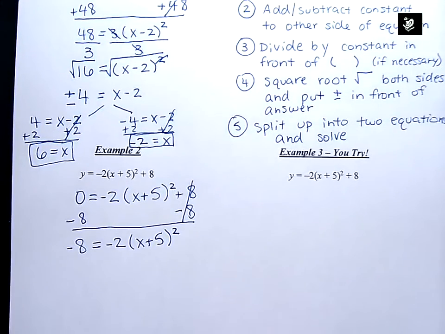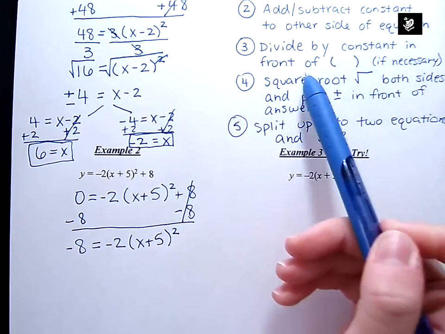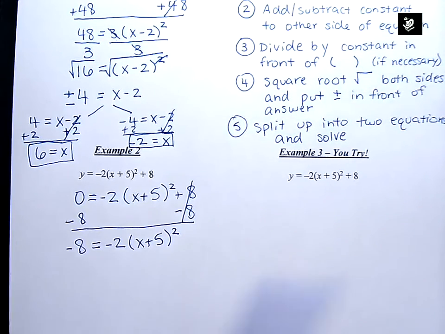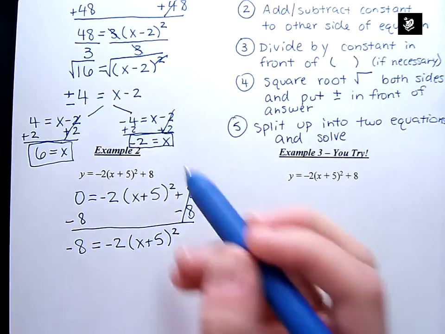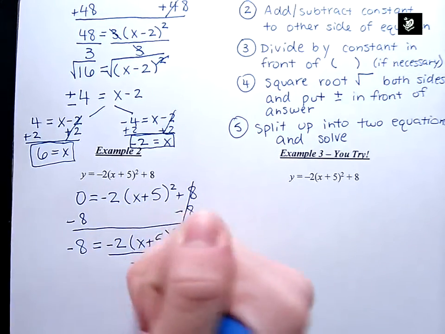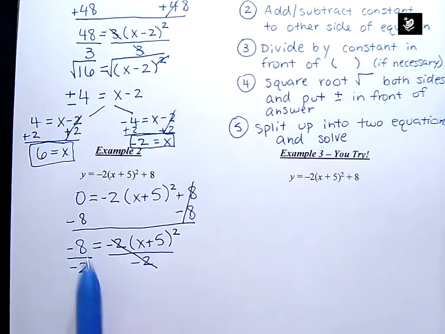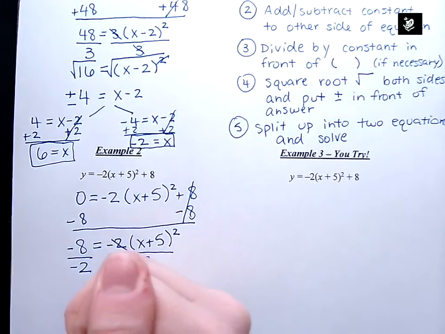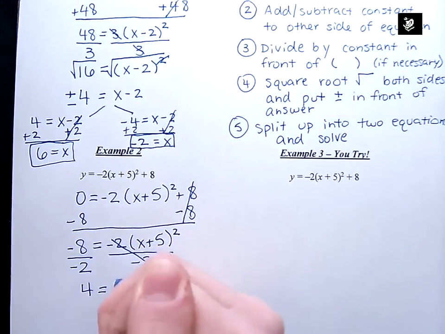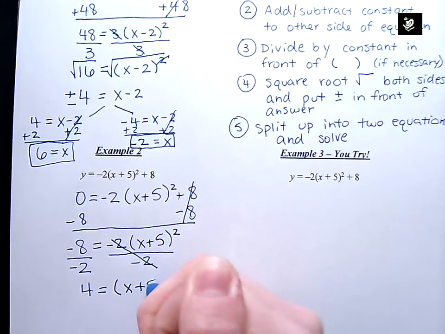Step 3, divide by the constant in front of the parentheses. So we do have a constant in front. It's a negative 2. So we're going to divide by negative 2 on both sides. So negative 8 divided by negative 2 is a positive 4. Write what's left over.